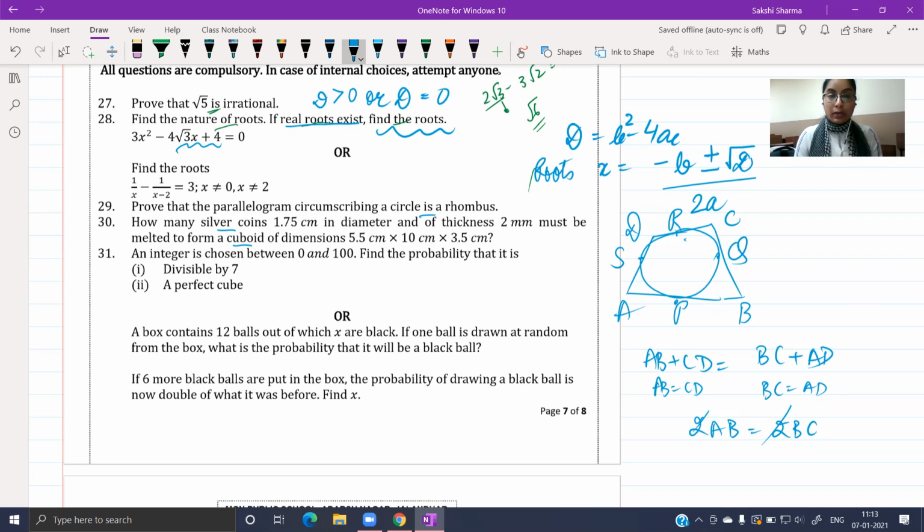For silver coins which are given here, coins की shape होती है cylindrical. So उसके लिए volume का formula होगा pi r square h. From the diameter you can find out the radius. The thickness will actually become the height of that cylinder. This is the height of the coin.